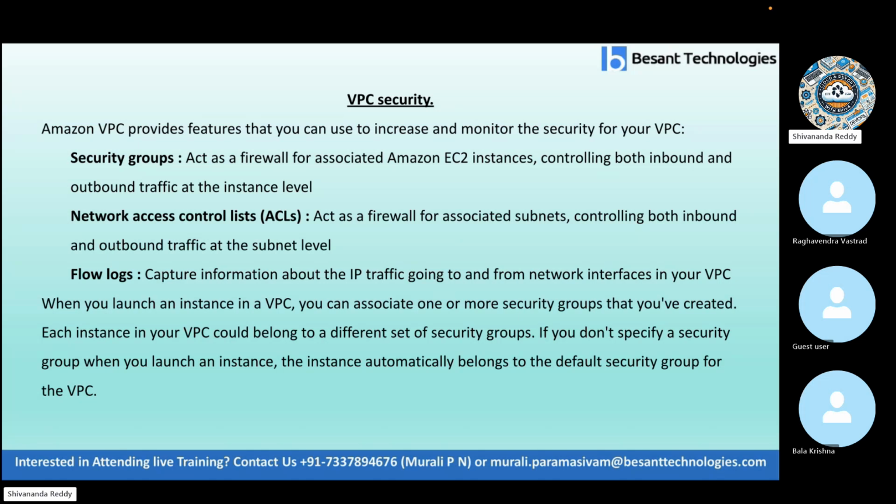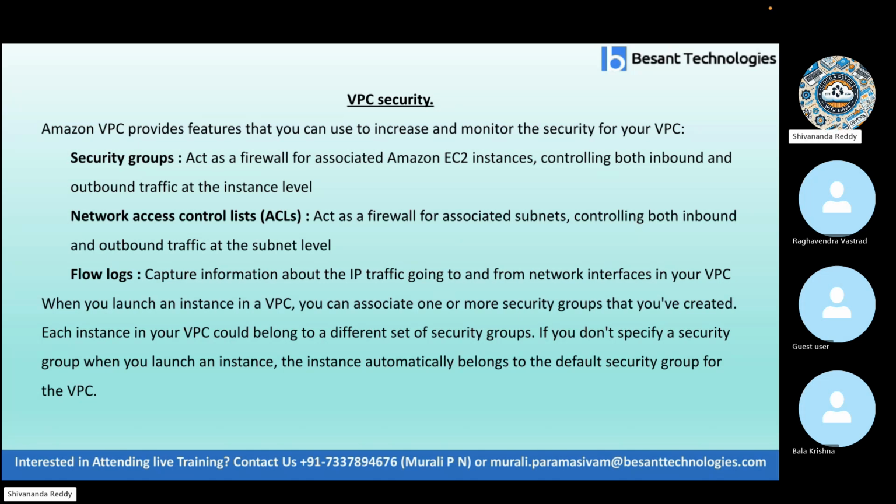So what is a security group? A security group acts like a firewall for your instances associated with the Amazon EC2 instances, controlling both inbound and outbound traffic at the instance level. Remember, network ACL is nothing but network access control list. This also acts like a firewall, but this is associated with the subnets. Security groups for instances, network ACLs for subnets, controlling both inbound and outbound traffic at the subnet level. Then what are flow logs? They capture the information about the IP traffic going to and from the network interfaces in your VPC.